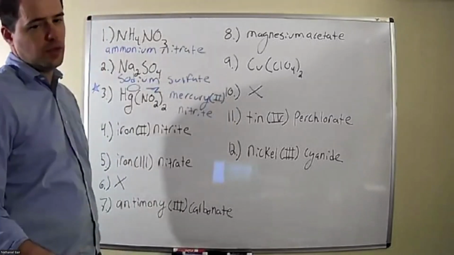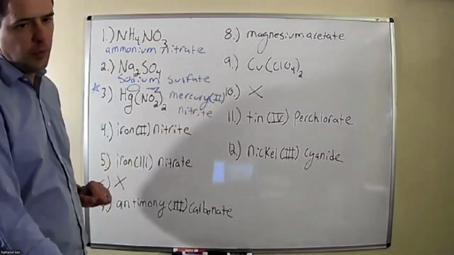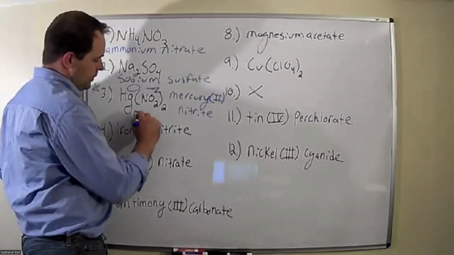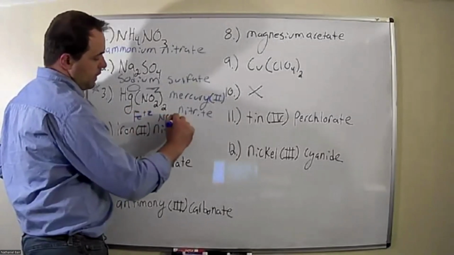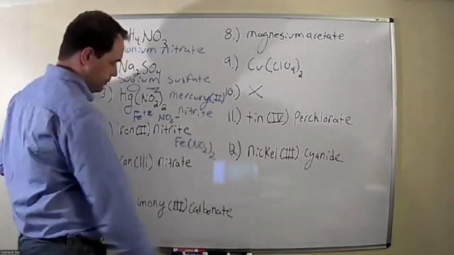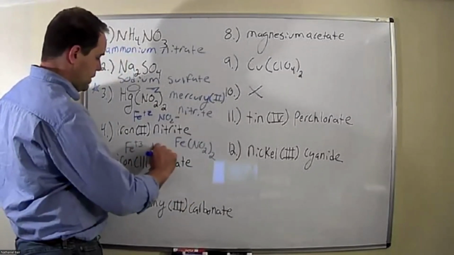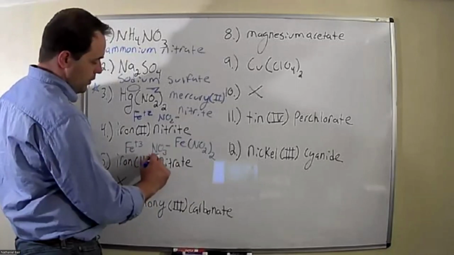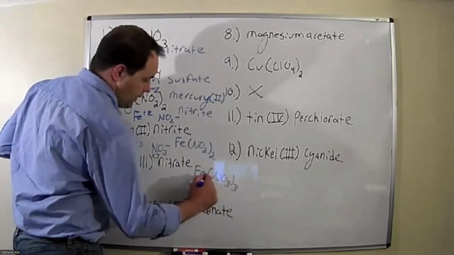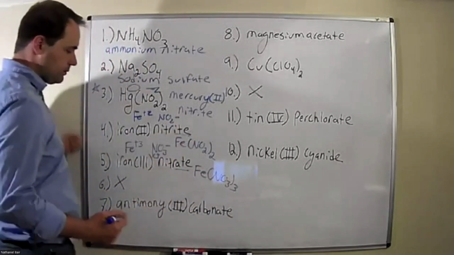My guess is, because you guys are just starting out, maybe you're missing that 2. But it's a type 2 metal. Got to put that Roman numeral in there. Iron 2 nitrite. So iron 2, that's iron with a +2. Nitrite's NO2 -1. So that's Fe(NO2)2. Iron 3 nitrate, that's iron with a +3. Nitrate is NO3 -1. I need 3 nitrates, that's Fe(NO3)3. So you gotta be careful. Ite and ate makes a difference.